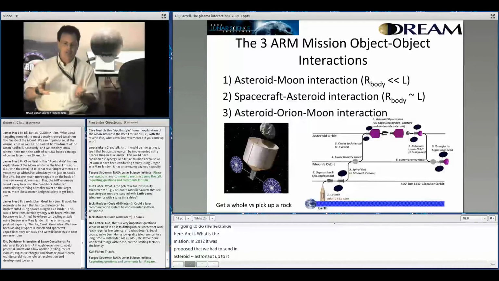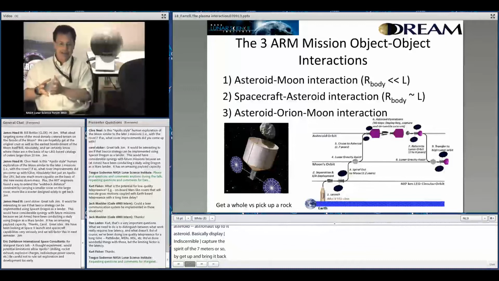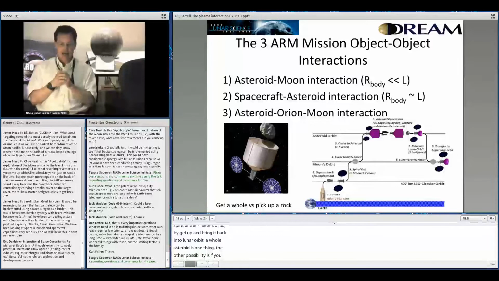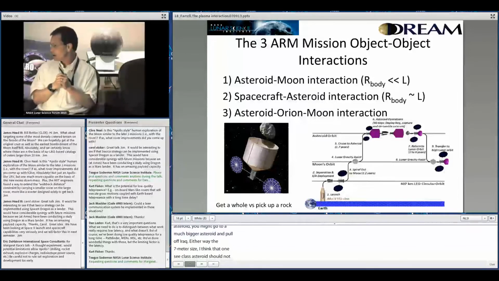Okay. Now there are 2 flavors of this. You might grab a whole asteroid, that's one flavor. The other possibility, if you can't find a 7-meter asteroid and characterize it fast enough, you might do an alternate plan, which is to go to a much bigger asteroid and pull off a rock, pull off a 7-meter sized object. Either way, a 7-meter sized object, they think they want a C-class asteroid, should be in orbit around the moon. They're hoping to do it, according to some recent press releases, by 2021. So it'll be a 2017 launch. And all of that depends on funding.